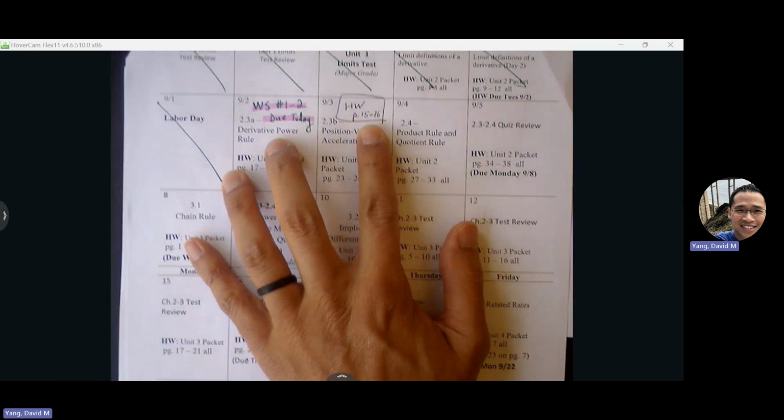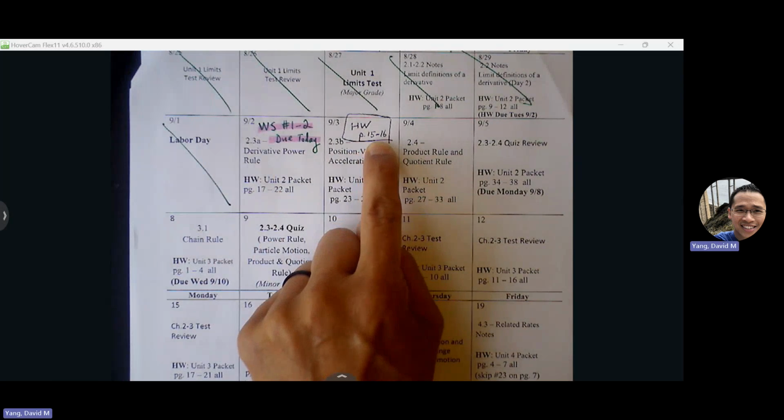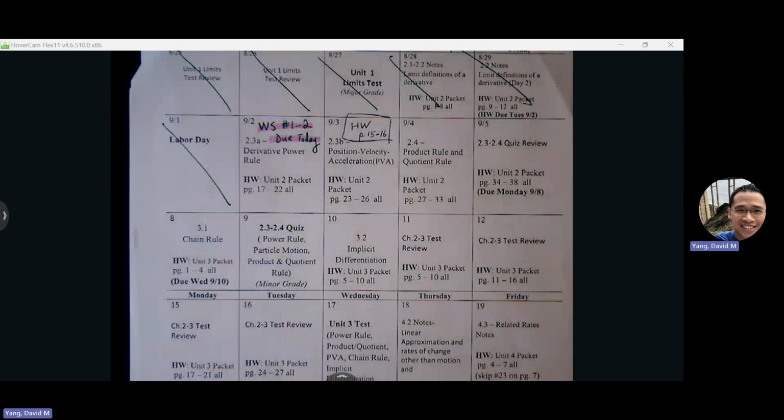Okay, I don't know if we finished all of page 15 through 16, but if you can just finish those 2 pages, just more power rule problems, and I'll check that tomorrow. Okay, so page 15, 16 off the main packet. Yeah, so these 2 pages.